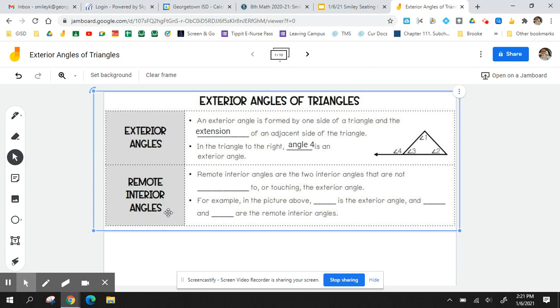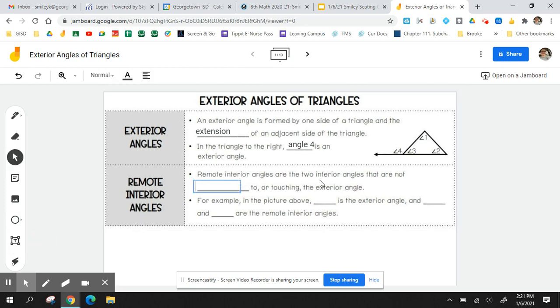So remote interior angles, okay. What remote interior angles are, they're the two interior angles that are not adjacent to or touching the exterior. So in this example above, angle 4 is your exterior angle. Angle 1 and angle 2 are your remote interior ones. Those are the ones we want to look at when we work with these today.